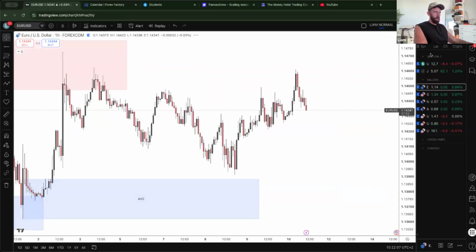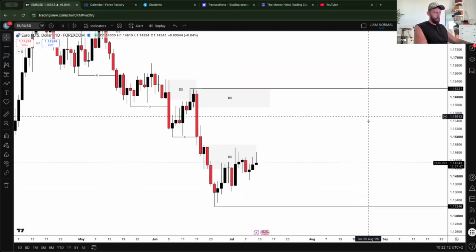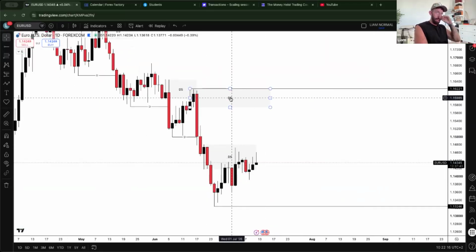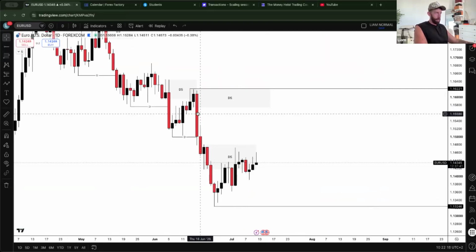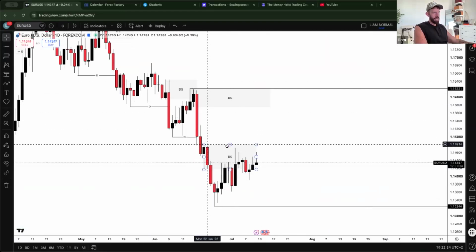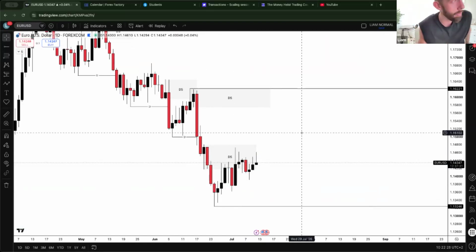Let's have a look at what's going on with Euro USD. As I've discussed, it's been consolidating inside of here, but we have this daily supply area above, a lot of imbalance below this daily supply as well, and a lot of liquidity targets. You can see this high, this high, this high, and we've now created this high. So we have a lot of liquidity targets that we can go higher to.